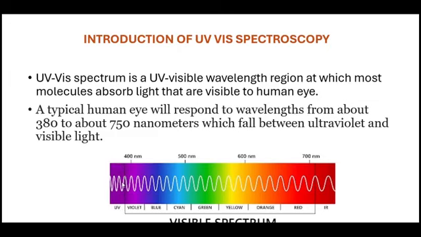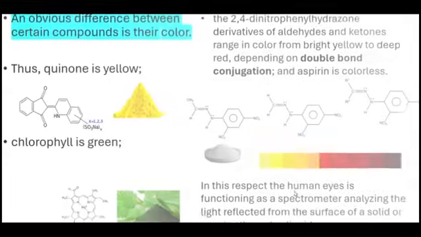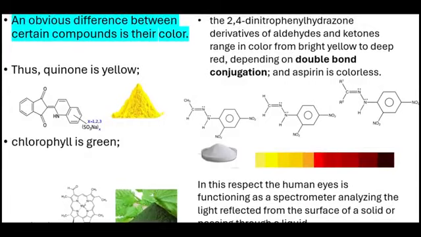The UV-Vis region is about 380 nanometers to almost 750, close to the infrared region. This is the region where it is possible for the human eye to see different colors and light.